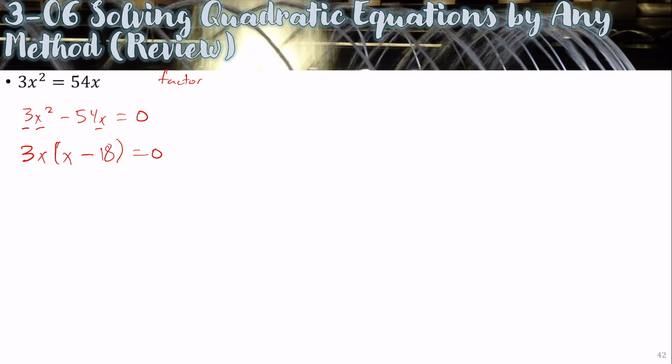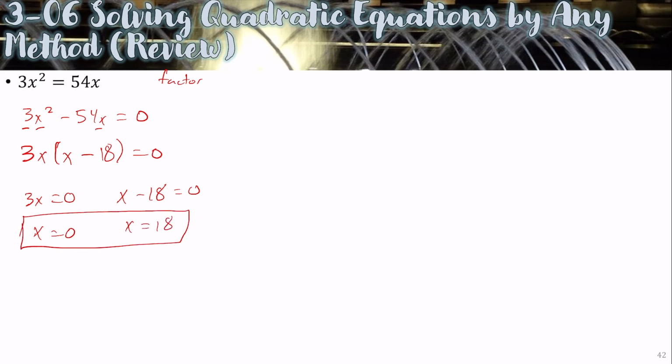All right, as our common factor, notice there's no more squares anymore, so we're done factoring. So then we can take each factor equal to 0. So x is 0 or x is 18. Check those by plugging them in.